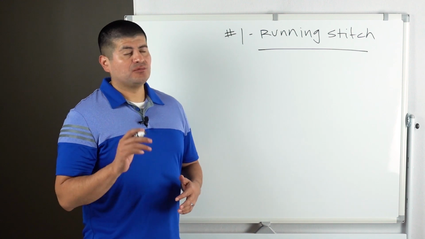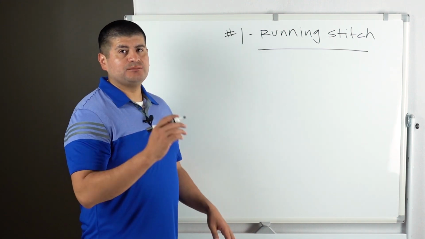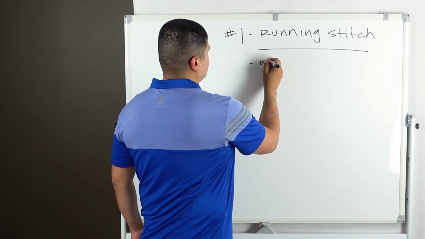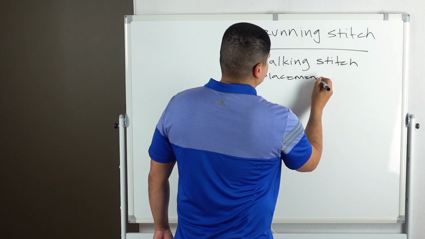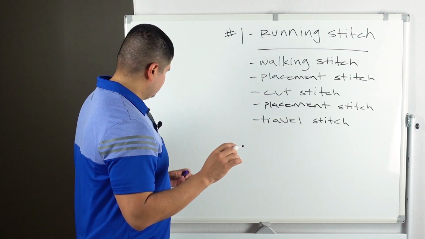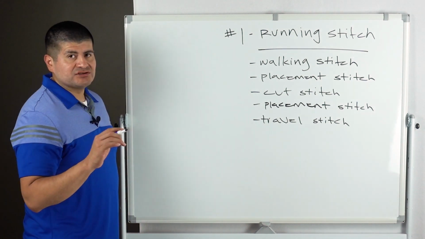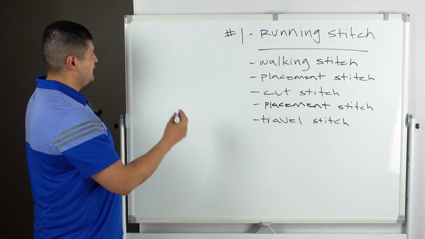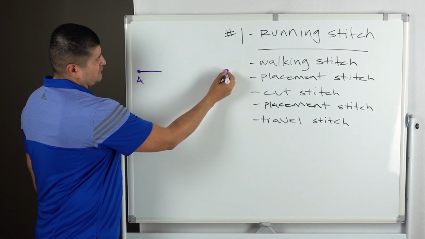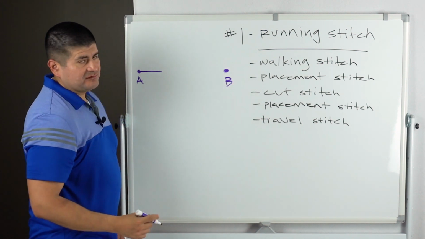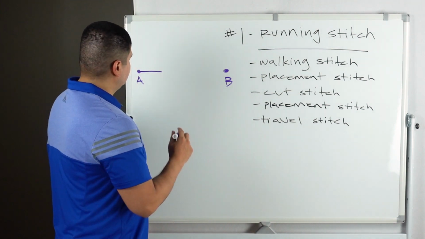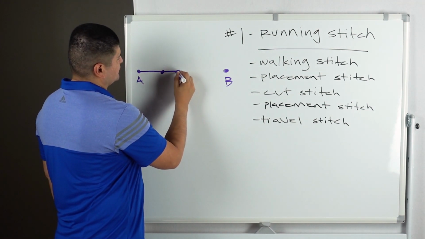So number 1 is our running stitch, and our running stitch can also be called different names. The running stitch can be called the walking stitch, placement stitch, cut stitch, travel stitch. The purpose of this stitch is pretty much going from one side to another. So you are traveling from, let's say, point A to point B, so it's going to follow a path. Whatever path you give it in your software, it's going to connect it through stitches.